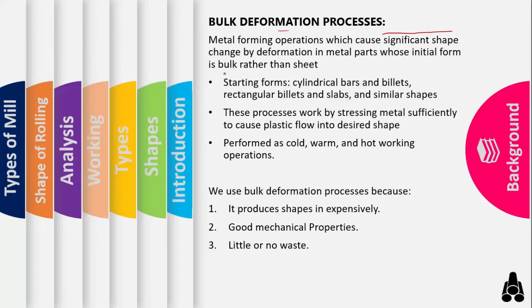And if you remember, what was a bulk? It has a lower surface area to volume ratio, while the sheet has a greater surface area to volume ratio. The common starting materials in the rolling operation are cylindrical bars, billets, and some rectangular billets, slabs, and similar shapes. We will see what the billets and the blooms actually are. So how does it work? These processes work by stressing metal sufficiently to cause plastic flow into the desired shape, and they are performed as cold, warm, and hot working.